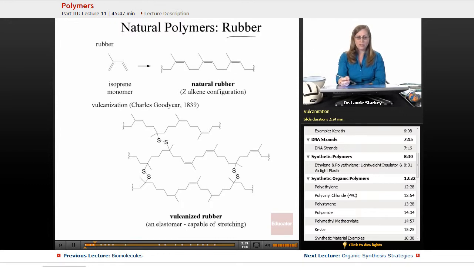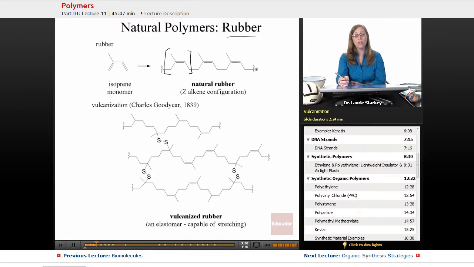But if we tried to use it, here's the structure of it. The way rubber is made is we take this isoprene unit. It's a 5-carbon diene. That's the monomer, and when this forms a chain, here we see our 5-carbon monomer again, and this is the structure of natural rubber. It has the Z configuration, like the cis alkene here, where those two high priority groups are in the Z configuration. That's what natural rubber looks like.